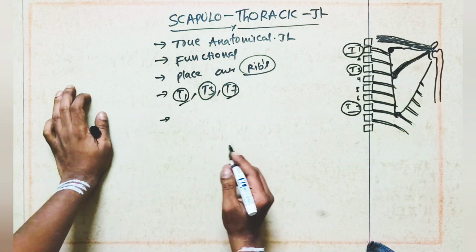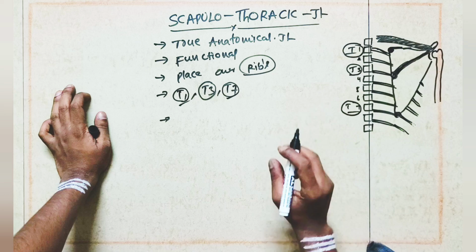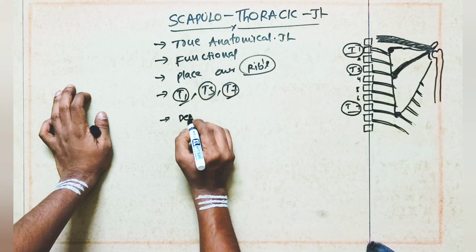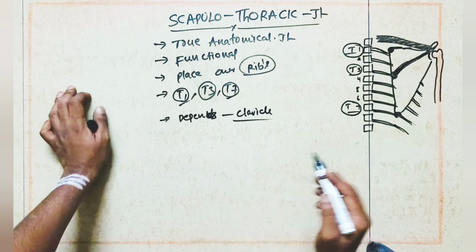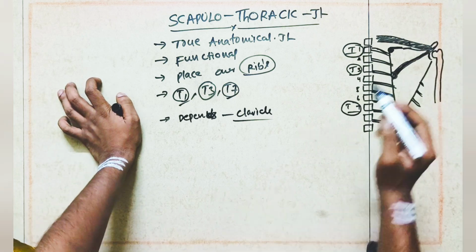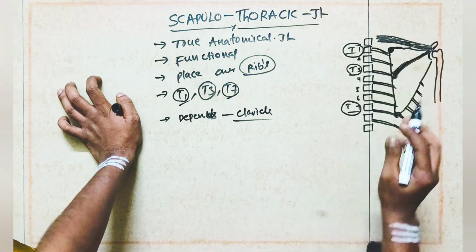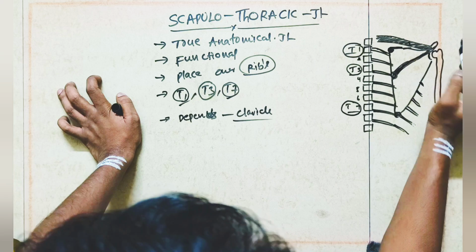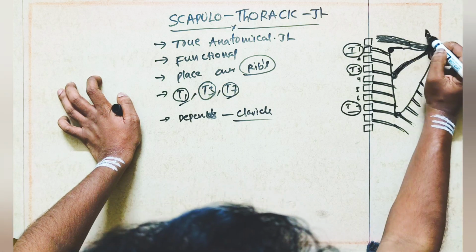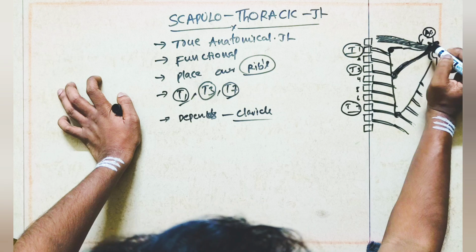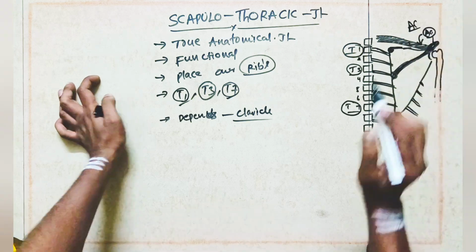And now we'll see that the position of the scapula which we are seeing here depends on the clavicle. What it means, here we have the clavicle, which will be anterior, and the scapula will be posterior. The spine of the scapula ends in the acromion process. The acromion process is going to connect to the clavicle, that is the AC joint, acromioclavicular joint.